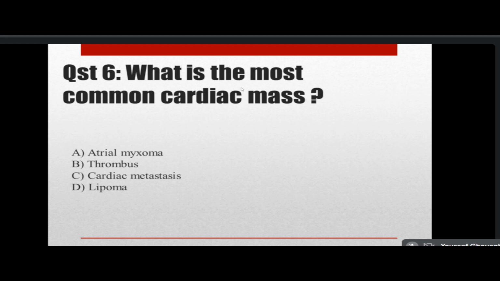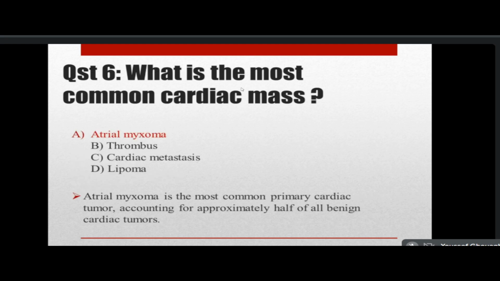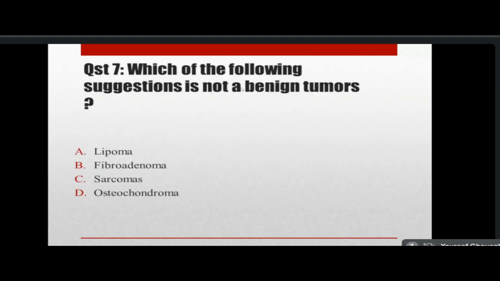Okay, so the right answer is the atrial myxoma. Yes, atrial myxoma is the most common primary cardiac tumor, accounting for approximately half of all benign cardiac tumors. Question number 7. Which of the following is not a benign tumor? Lipoma, fibroadenoma, sarcoma, osteochondroma.